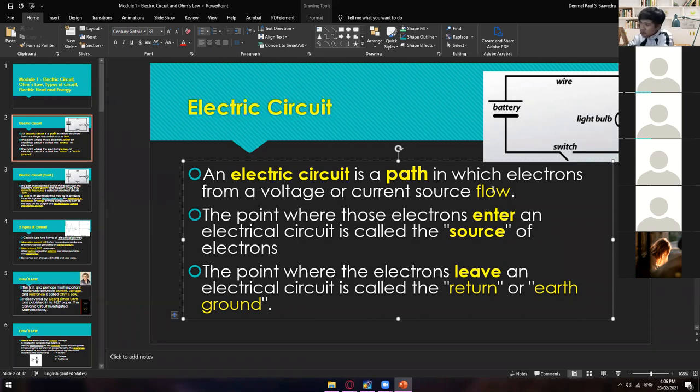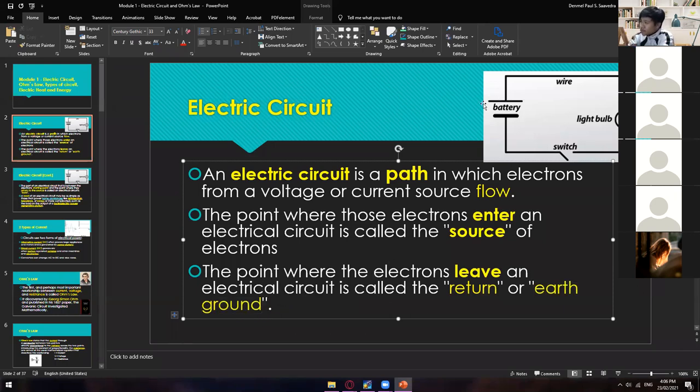No matter how complex your circuit is, if it doesn't have a closed path or a flow of electrons from one point to another, then that is not a working electric circuit. It's just a circuit that doesn't have electricity. The point where those electrons enter an electrical circuit is called the source. From this point, our source is giving us electricity, and it will pass through our load and then go back to our battery, or the earth ground, or simply the ground.